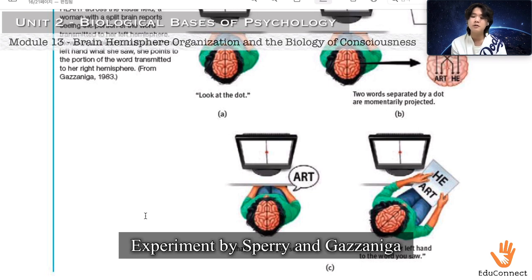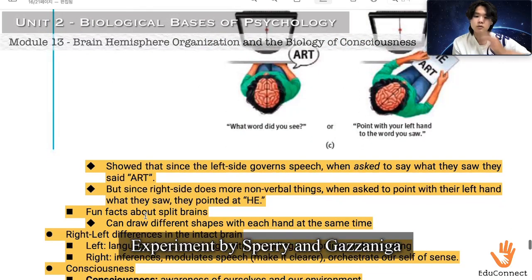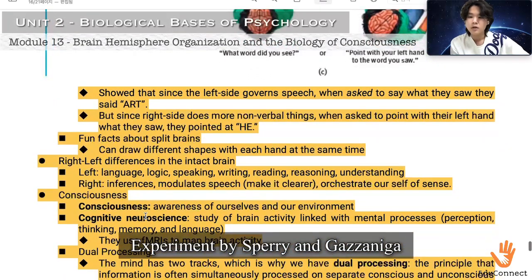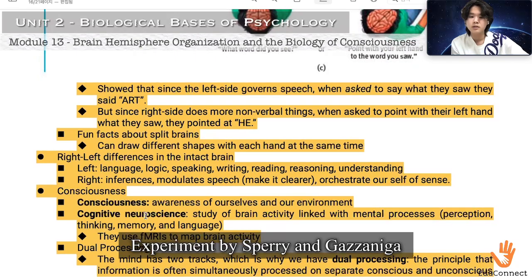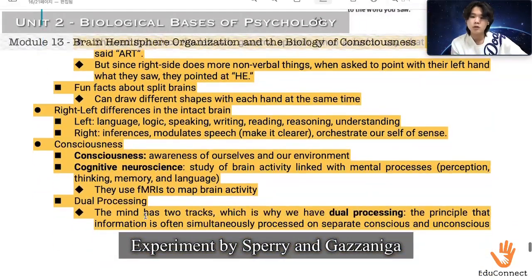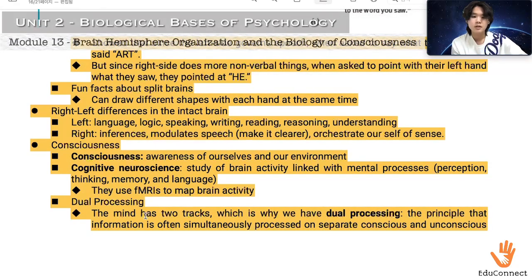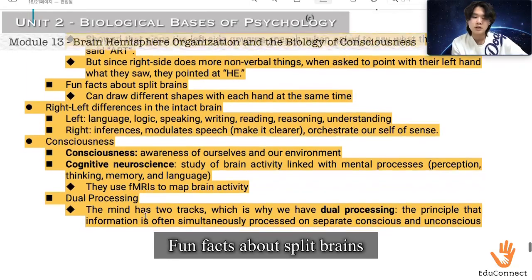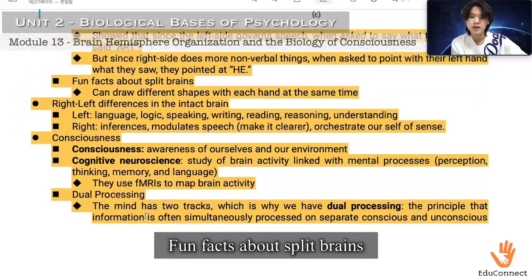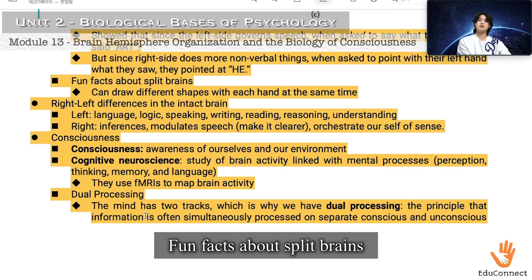With her fingers she points to HE, but when asked to describe what word she saw, she says art. Since the left side governs speech because it has Broca's area, when asked to say what they saw, they said art. But since the right side does more non-verbal things, when asked to point with the left hand at what she saw, they pointed at HE. Now, a fun fact about split brains is that they can draw different shapes with each hand at the same time. That's pretty cool, isn't it?